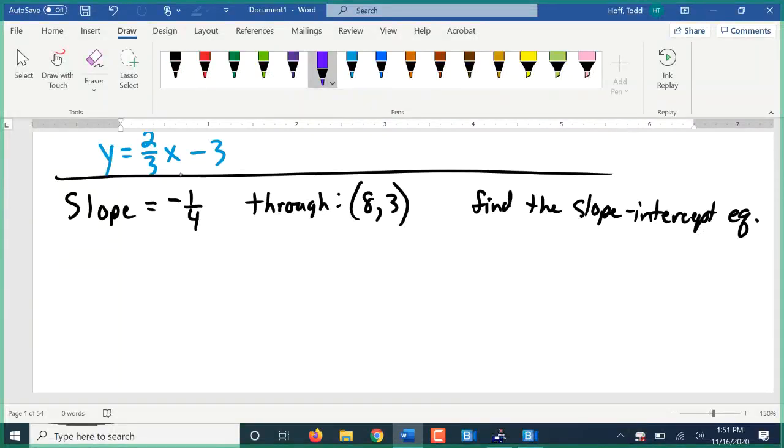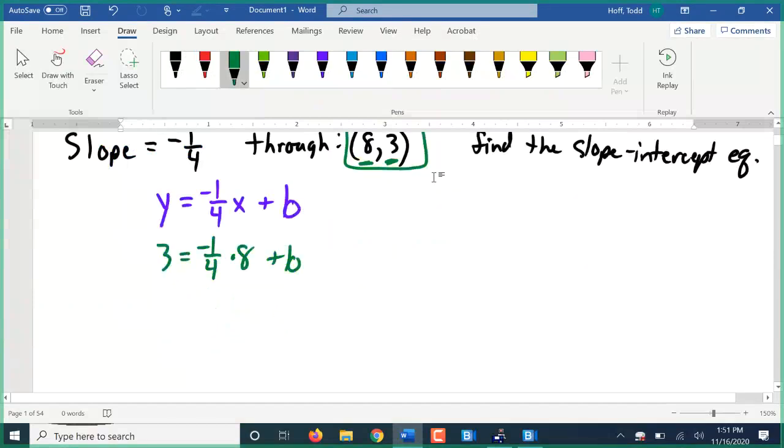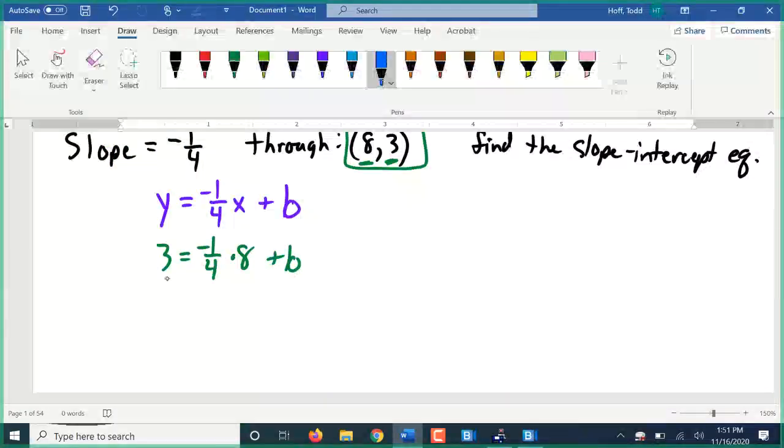So we know the equation starts out as y equals slope times x. So y equals -1/4 times x plus b, that y-intercept. Now, to find b, we know because the equation goes through this point that at some point on that line, x is going to equal 8 when y equals 3. So I can put 3 in for y and 8 in for x. And now the only variable left in that equation is b, my y-intercept.